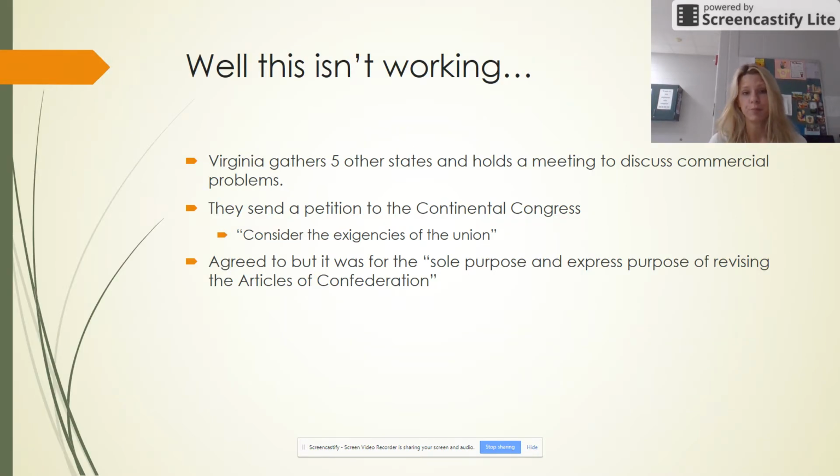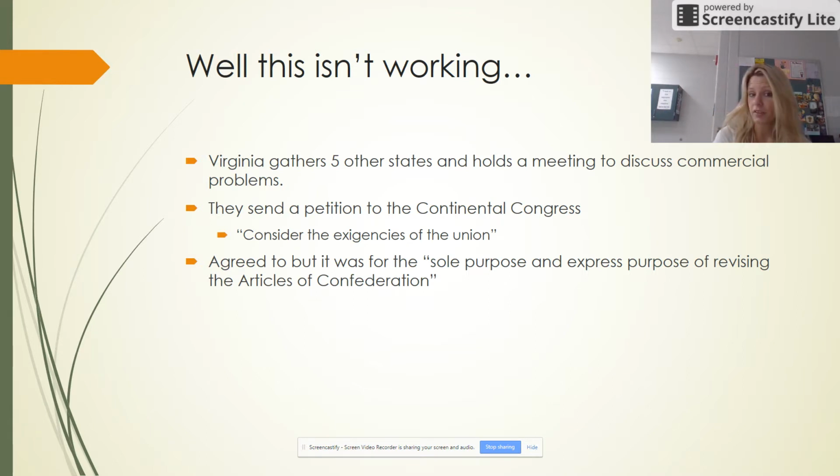So some smart people realize, well, this really isn't working. So Virginia gets together with 5 other states, and they hold a meeting to discuss commercial problems. And then they send a petition to the Continental Congress, and they say, you've got to think about what's going on with the Union. It's important. We have to deal with it now. It can't wait. And the Continental Congress agrees, but what they agree to is the sole and express purpose of revising the Articles of Confederation.